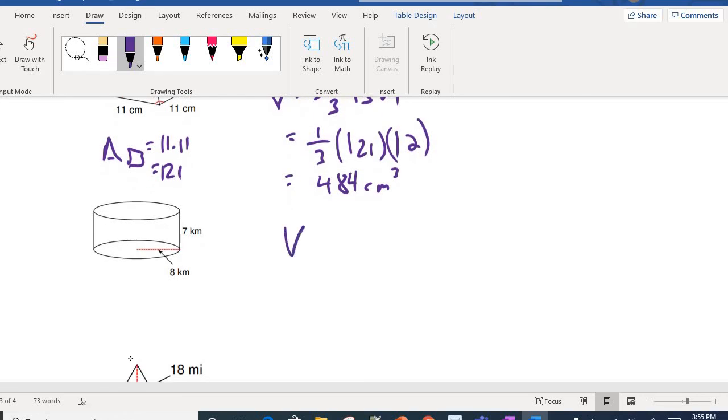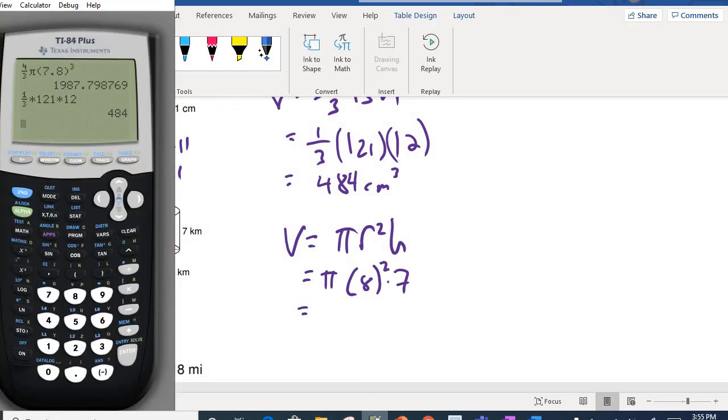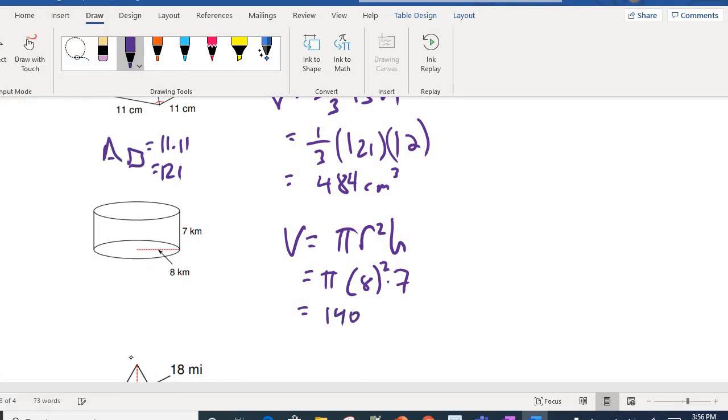The cylinder was pi r squared h. So that's going to be pi, my radius is 8, I'm going to square that. The height of the cylinder is 7. All right, so that's going to be pi times 8 squared times 7. That should be 1407.4. That's going to be cubic kilometers.